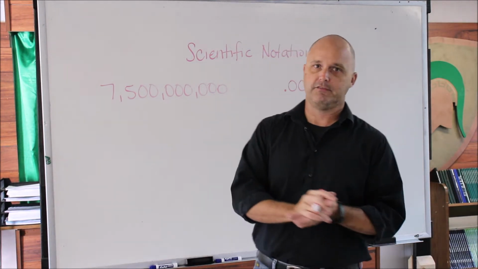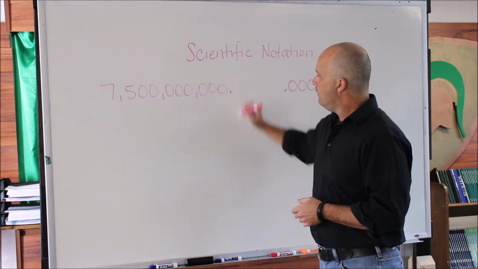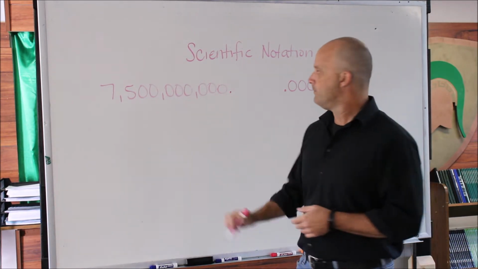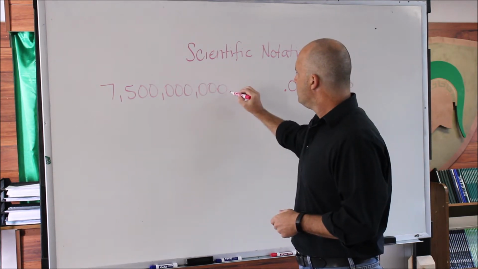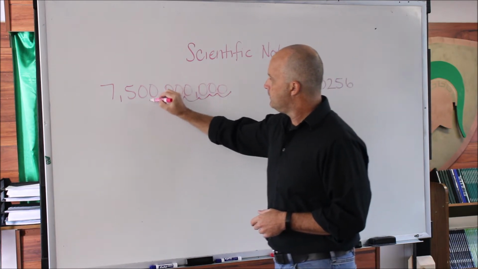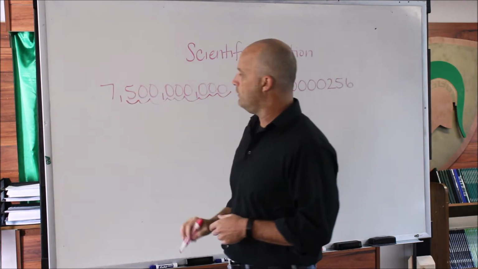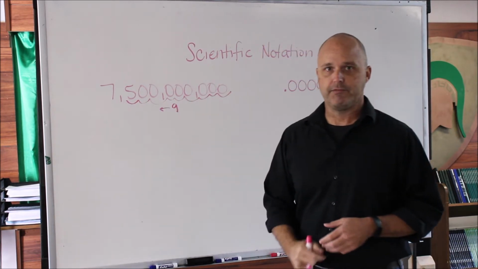So the way that we do this is we're going to take our decimal point and move it. When it's a big number, we're going to move it to the left. And we're going to count the number of spaces that we move our decimal point. So this is going to be 1, 2, 3, 4, 5, and 6, 7, 8, and 9. So we've moved our decimal spot over 9 times to the left.